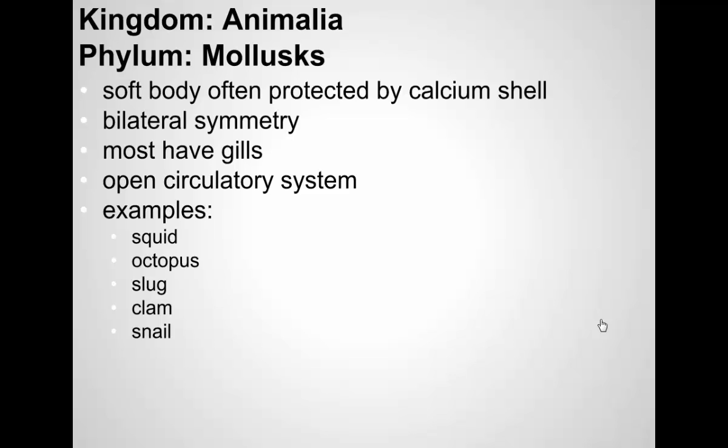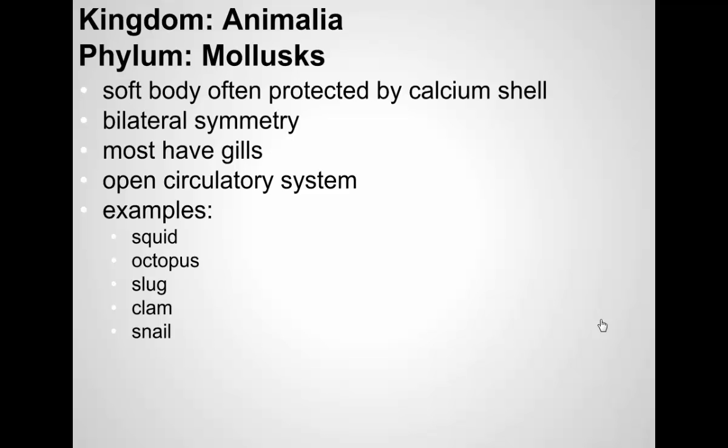So mollusks are soft-bodied, and there's quite a wide variety of mollusks. They often have a shell, but not always, and it is a shell of calcium. Now, it's not really considered an exoskeleton. Okay, so it's sort of different from an arthropod exoskeleton. But they have a calcium shell oftentimes. The mollusks have bilateral symmetry, two-part symmetry. If you draw a line down the middle, you can split it into two equal halves.